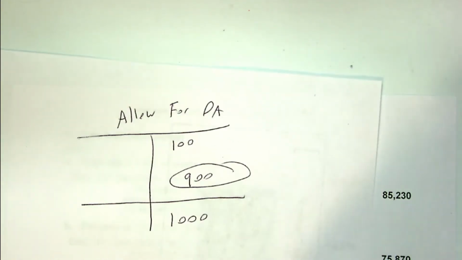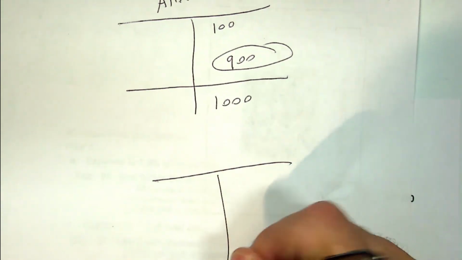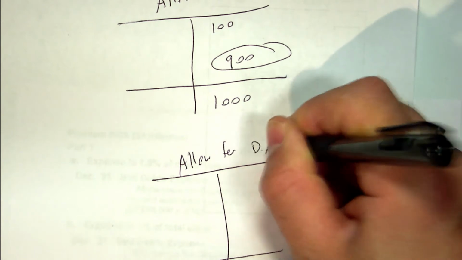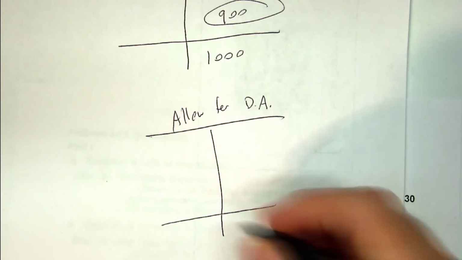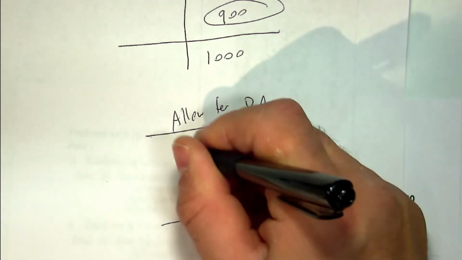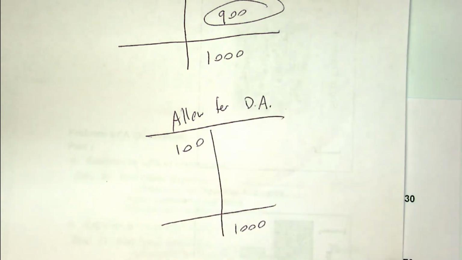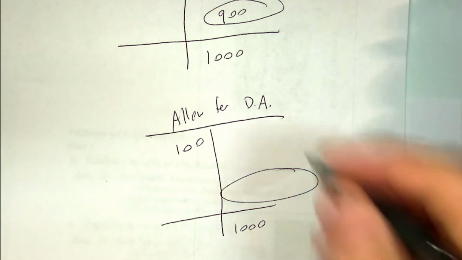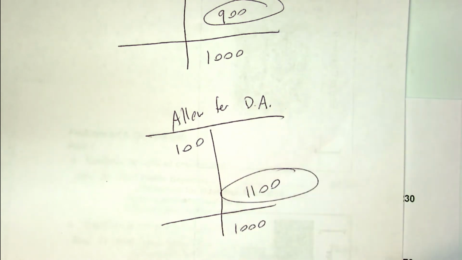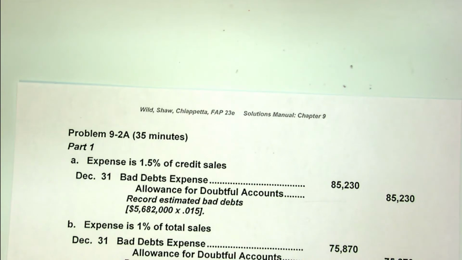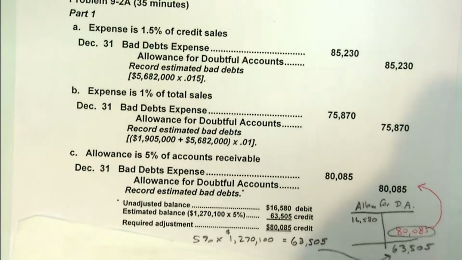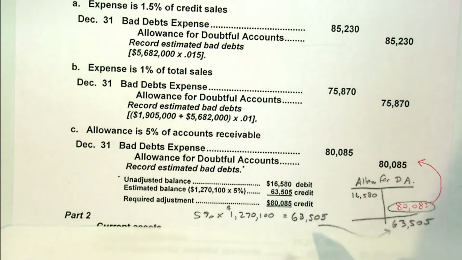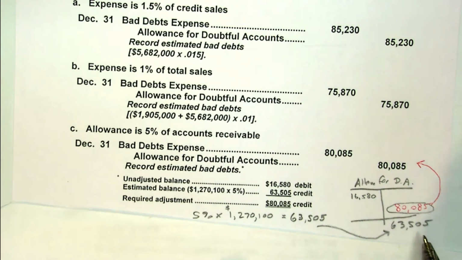Okay. Well, let's say that we had an allowance for doubtful accounts and we still want it to have an ending balance of 1,000, but now it has a $100 debit balance. What do we have to do? We have to credit it for how much? 1,100, right? Okay. And that's the situation that we are in here, where we want the ending balance to be 63,505.